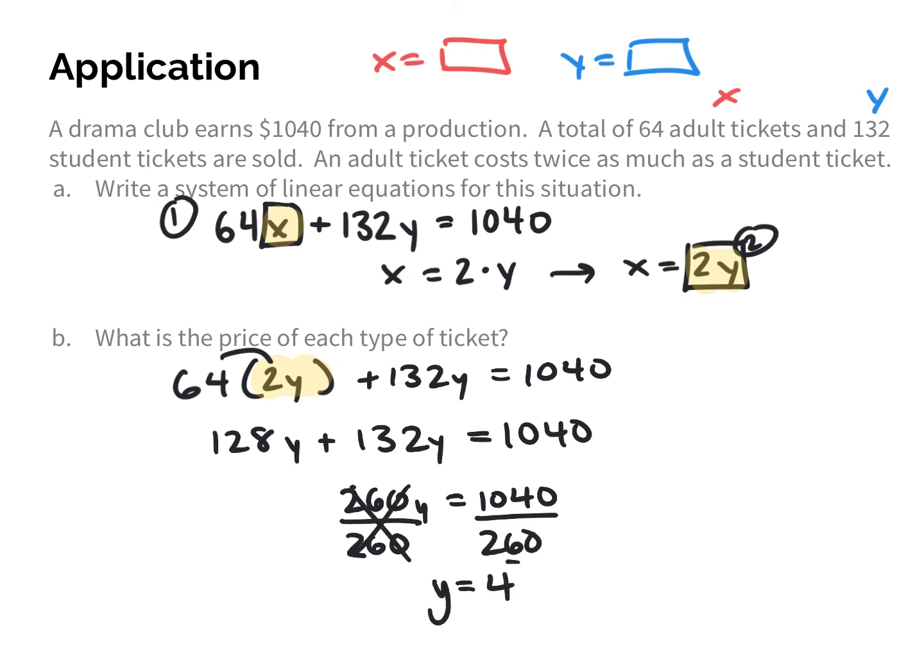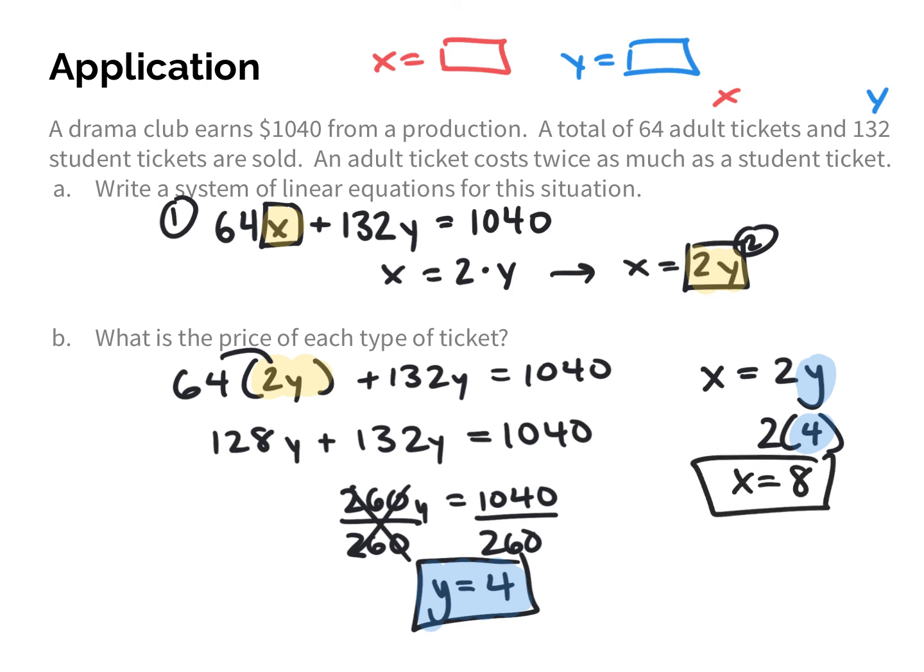Which means that the adult ticket here would cost, or sorry, not the adult ticket, but I solved for y. That would be the student ticket. Student ticket costs $4. How much does the adult ticket cost? Well, like we did before, we got to substitute in. I know that the adult ticket is 2 times the student ticket. That's taking that second equation and now taking the 4 and plugging it in where y goes. So 2 times 4 would tell me that x is equal to 8. So I know that the adult ticket is $8 compared to the student ticket, which is $4. And notice again, it's twice as much like the problem stated.